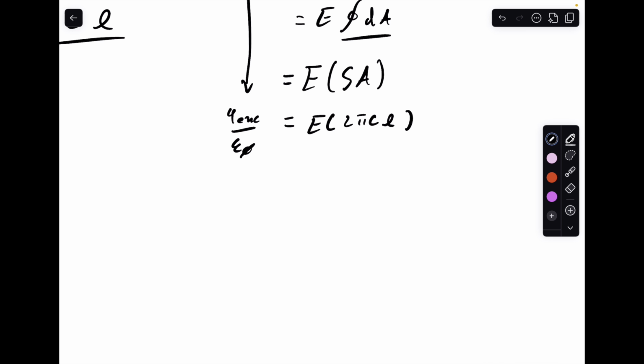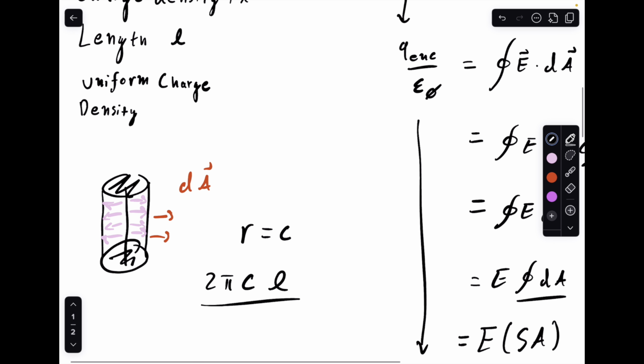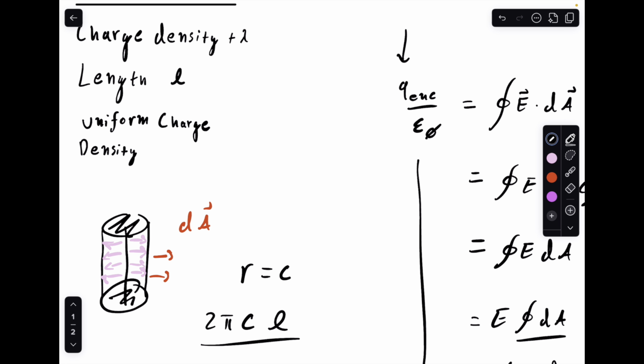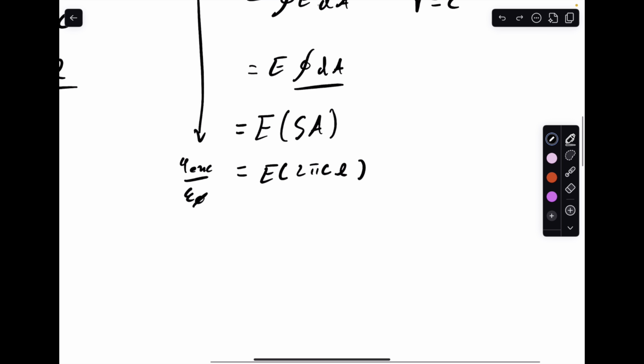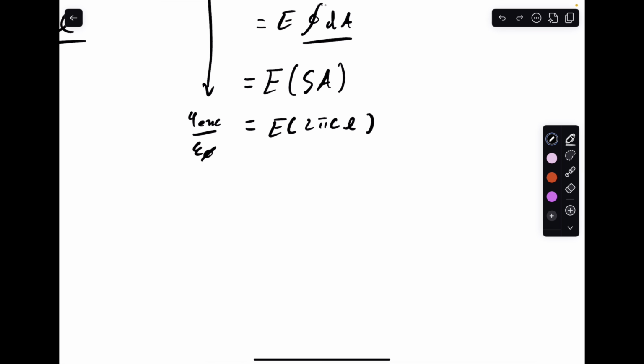So now I want to think, well, I'm not allowed to leave Q enclosed in my final derivation because that's not one of the given terms that they gave me. They gave me charge density and they gave me length, and fundamental constants as appropriate, right? That's just normal. And they also gave me C. So now let's think, how can I get to the enclosed charge from lambda?